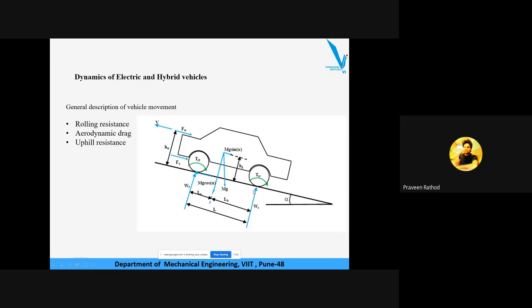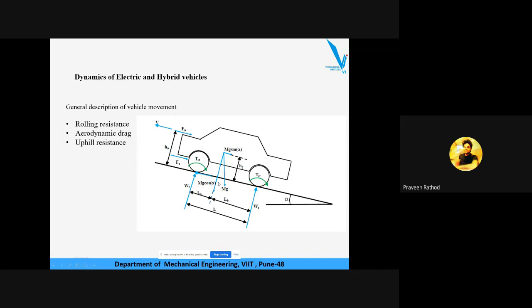So what will be the general description of the vehicle over here? We need to analyze the force which is acting in the direction of motion. It is not necessary in which direction the vehicle is moving, whether uphill or on a straight flat road, but what type of forces are acting on it. Moving in the upgrade we have taken over here, it is shown in this figure.